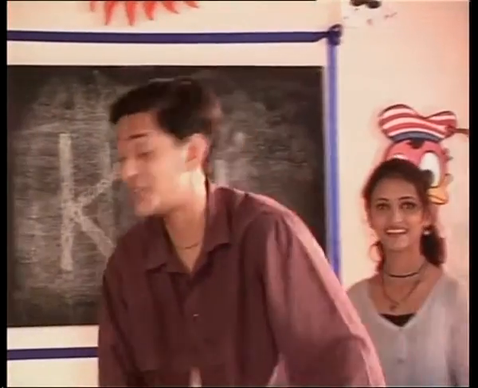Now kids, after K comes L. And I'm going to write L for you kids on the blackboard. So watch me carefully. One standing line, one sleeping line. Again, one standing line, one sleeping line. Kids, this is called capital L.